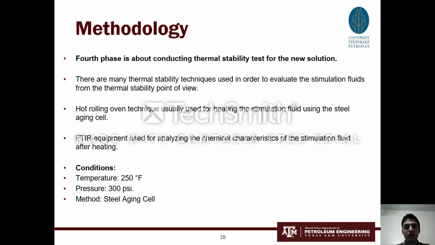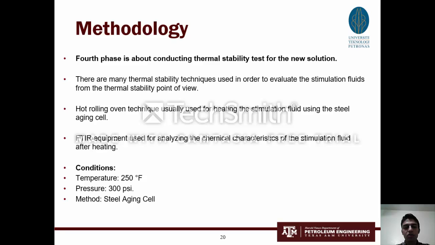Fourth phase is about conducting thermal stability tests for the new solution. There are many thermal stability techniques used in order to evaluate the stimulation fluids from the thermal stability point of view. The hot rolling oven technique is usually used for heating the stimulation fluid using the steel aging cell. FTIR equipment is used for analyzing the chemical characteristics of the stimulation fluid after heating.